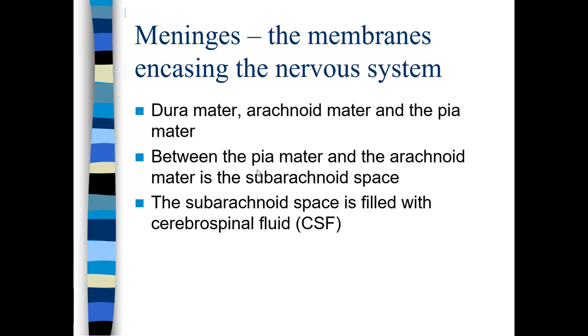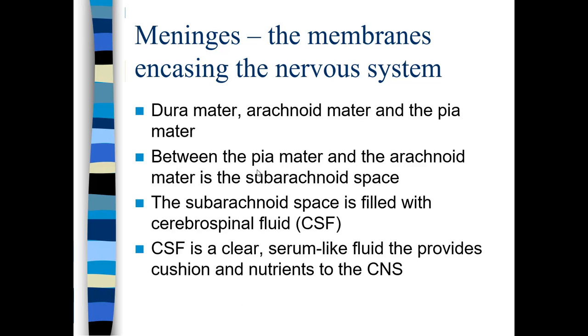Cerebral spinal fluid is what you get with a spinal tap for measuring different proteins in the cerebral spinal fluid. That's the fluid that gets tapped. It's clear. It's serum-like. It provides cushion. You have a cerebral spinal fluid pulse that goes through your brain, and it provides nutrients also to the central nervous system.